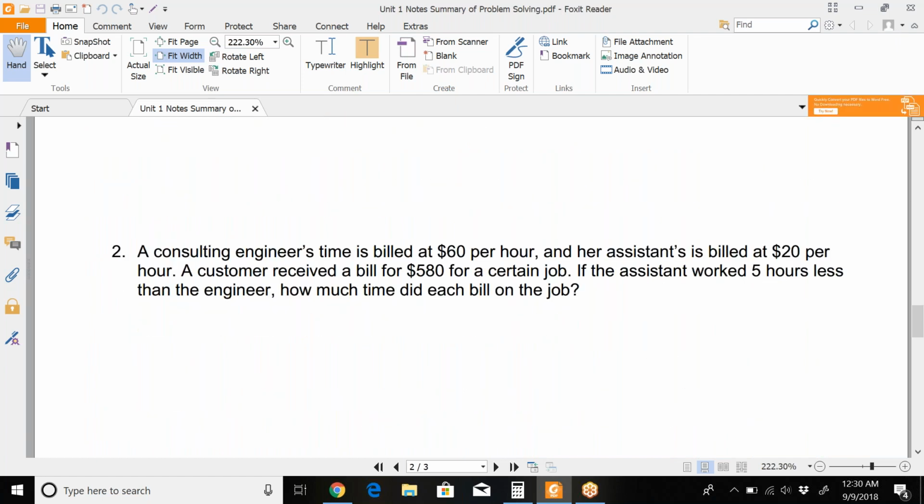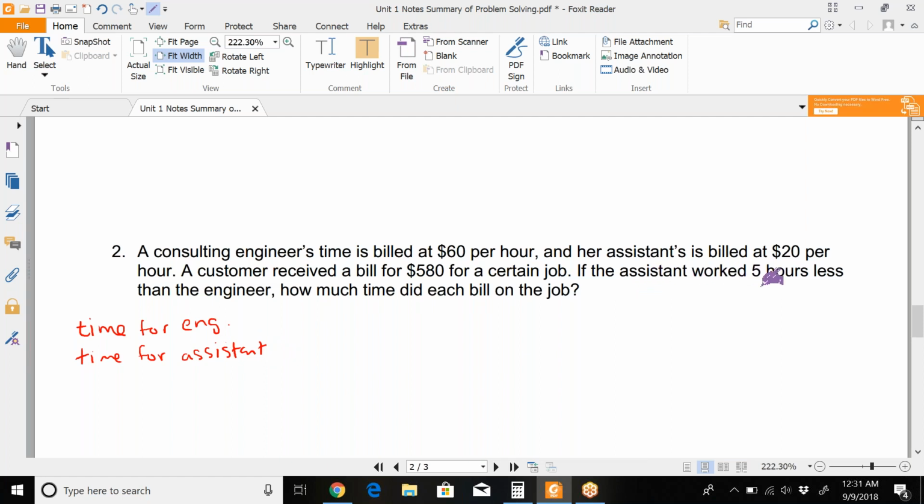It says a consulting engineer's time is billed at $60 per hour, and her assistant is billed at $20 per hour. The customer received a bill for $580 for a certain job. If the assistant worked 5 hours less than the engineer, how much time did each bill on the job? So we have an engineer and their assistant, and their amount of work is related to each other. So the first thing I want to do is write out what we're looking for: the time for the engineer and the time worked for the assistant.